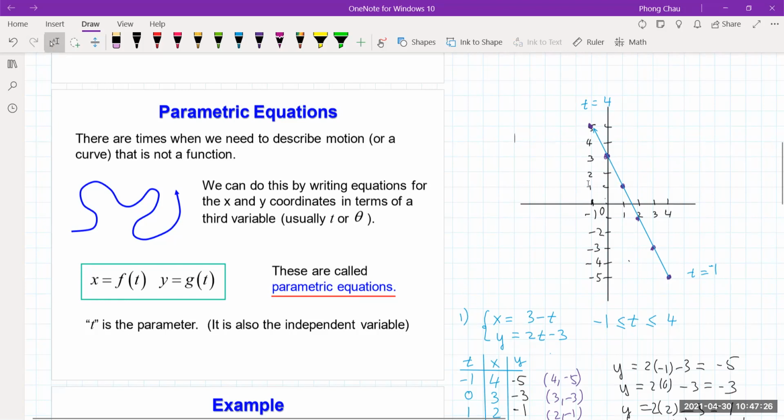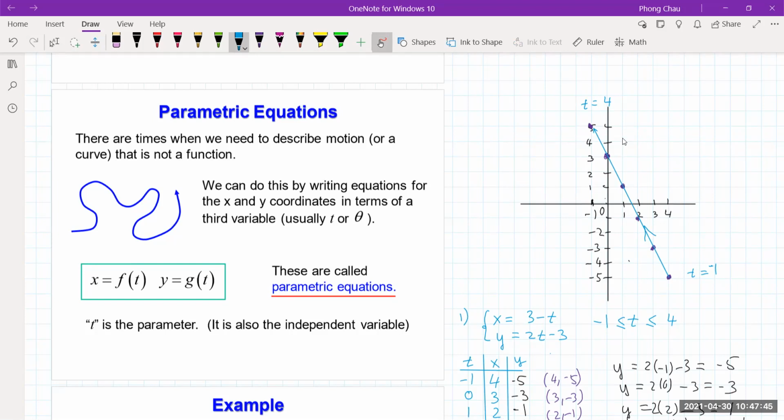4, -5, and -1, +5. Right, so that is the graph. And again, we are able to tell the direction. It's actually going this direction here, right?